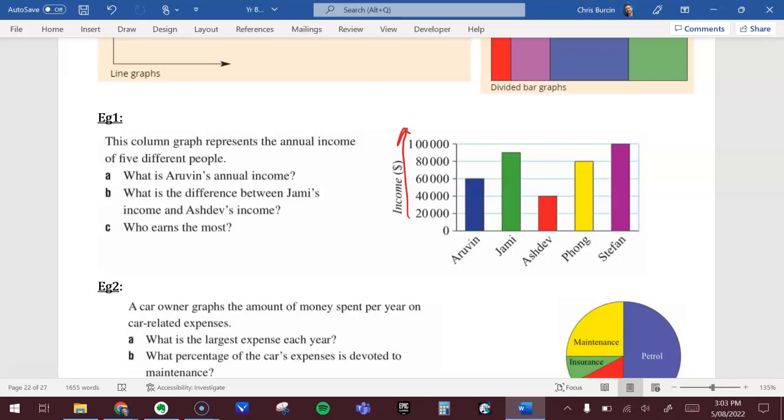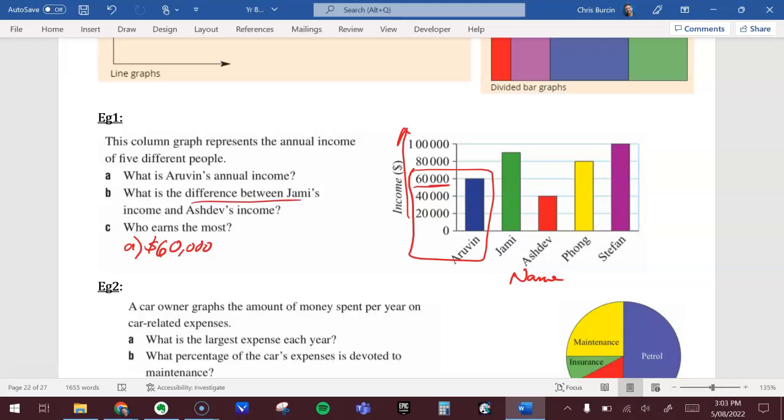Question number 1, what is Aruban's annual income? Well, if we look at Aruban's bar chart, there's his name labeling down here, we probably should call this names, shouldn't we? And he, or she, they, we can see on our chart that Aruban's annual income is $60,000.